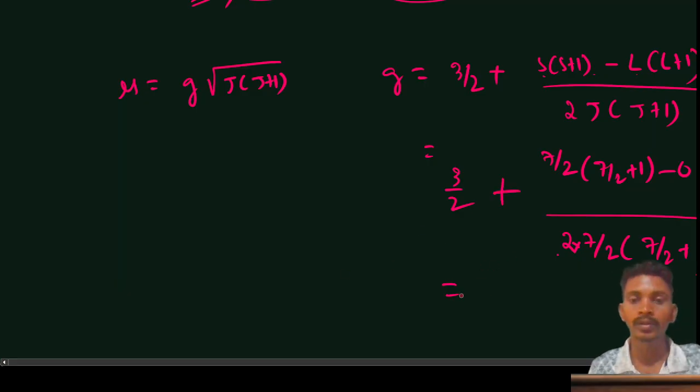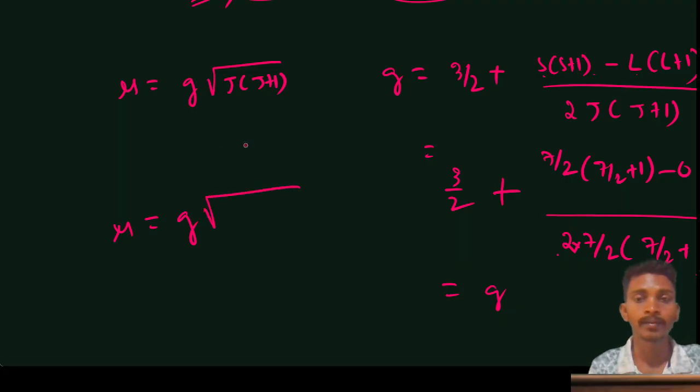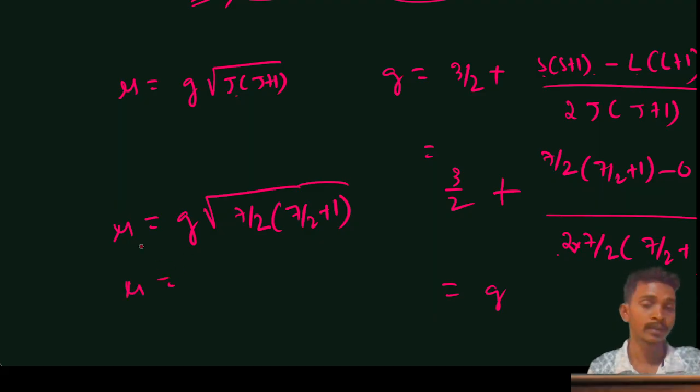So if you calculate it, we get some values. Let's say G, then we will use the magnetic moment, this G into J values. The J value we will get is 7 upon 2, this is 7 upon 2 plus 1. So we can calculate that, and then we can get the magnetic moment. So these are the cases for finding the magnetic moments for heavier elements.